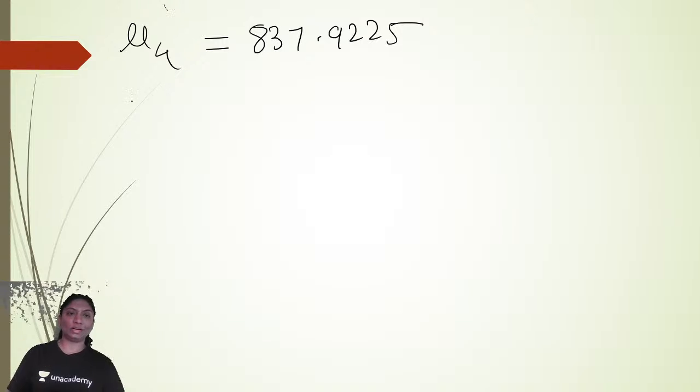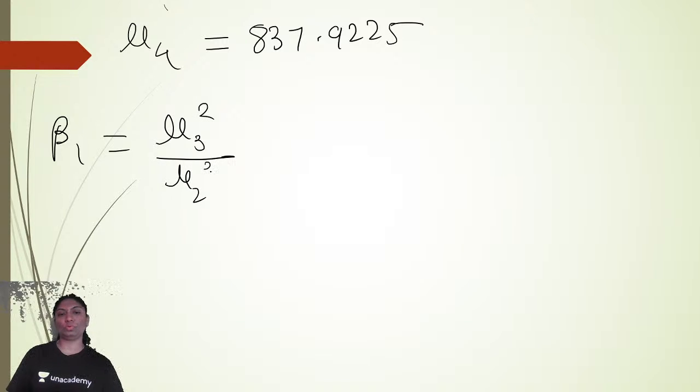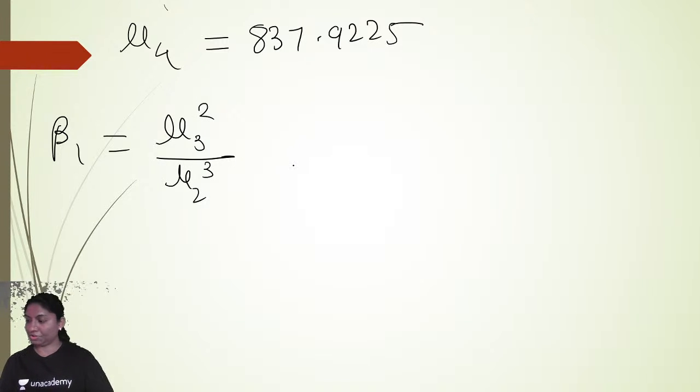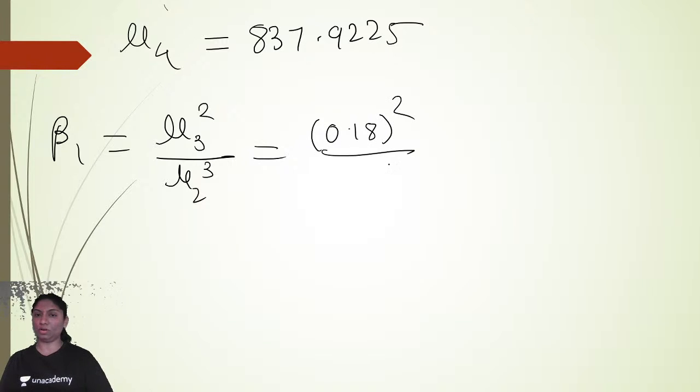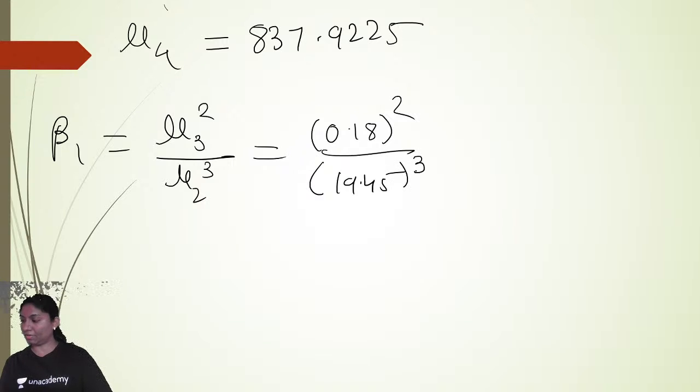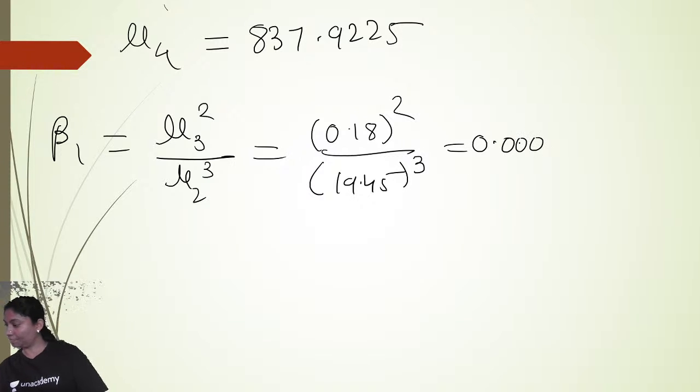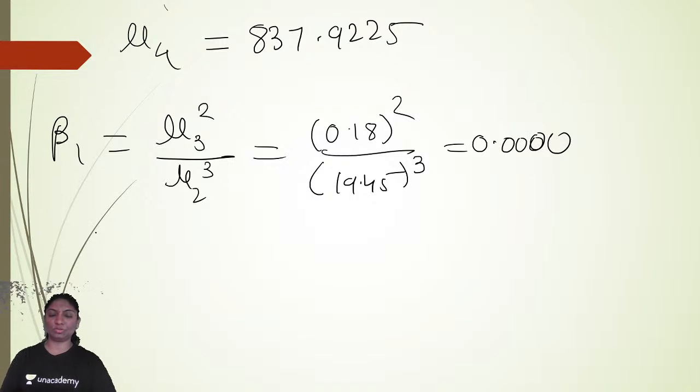Now we can calculate the coefficient of skewness and kurtosis. That is beta 1 is equal to mu3 square upon mu2 cube, which is equal to 0.18 bracket square upon mu2 is 19.45 bracket cube, which is equal to 0.0000. It means there is no lack of symmetry, it is a normal distribution.